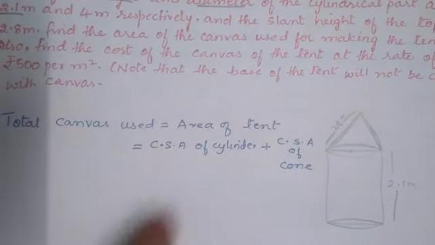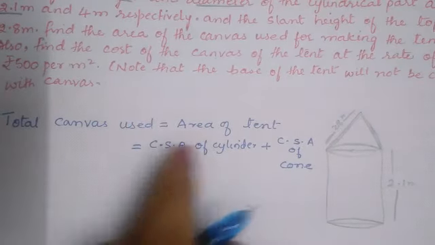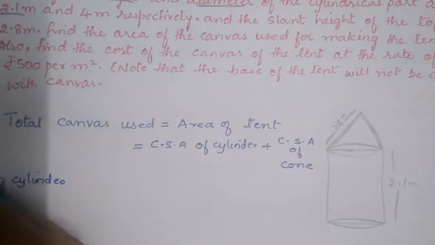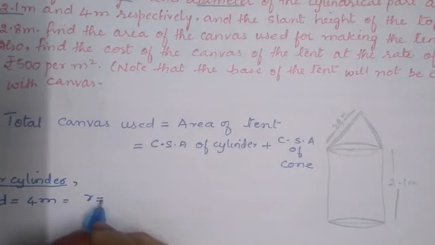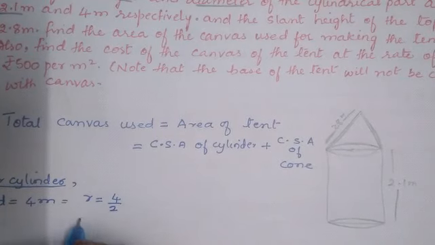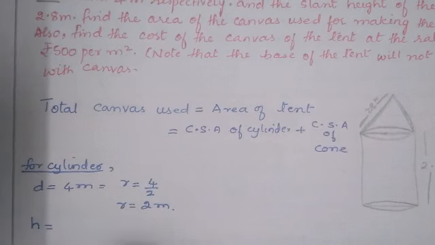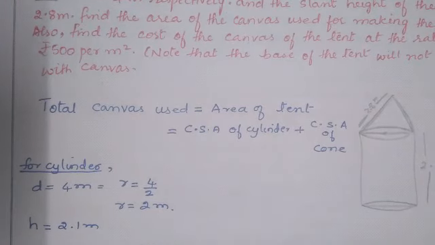So how do we find this? What all the things given, we should find that first. In the cylinder part, what have they given for the cylinder? Diameter 4 meter they have given, that is radius r = 4 by 2, r = 2 meter. Diameter they have given 4 and radius we got 2 meter, and the height of the cylinder is also given, that is 2.1. About the cylinder this much we have got.